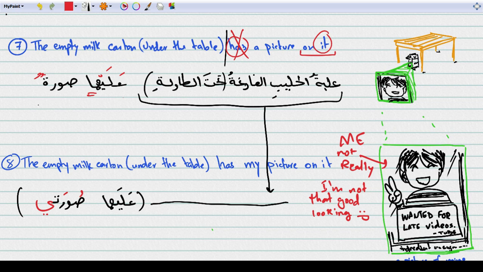Whenever the word ends with ta marbuta, if you take possession of it, ta marbuta means a tied ta, it's tied around. So what you do is actually you open that. So whenever you try to attach something here, you don't do it like this. You do it like this. Perfect. So it becomes عليها صورتي. عليها صورتي. So the sentence becomes علبة الحليب الفارغة تحت الطاولة عليها صورتي.